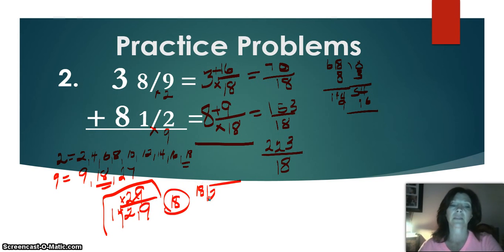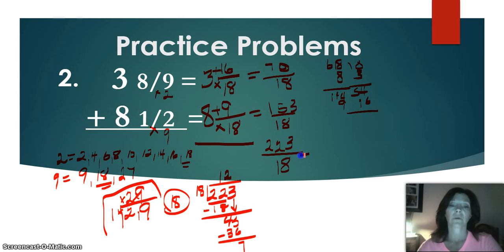18 divides into 223. 18 divides into 22 one time. You need to subtract that. You'll get 4. You need to bring down your 3. 18 can divide into 43. Let me think without putting it down. 2 times. That'll be 36. If you subtract 36 from 43, you'll have 7 left over.